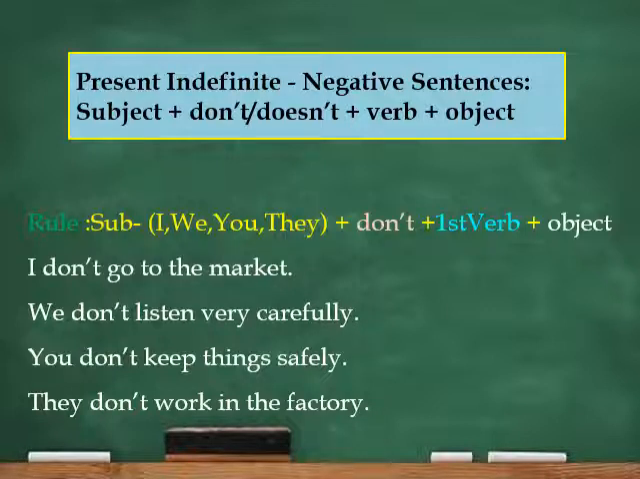Let's see examples. I don't go to the market. We don't listen very carefully. We don't keep things safely. They don't work in the factory. If you see these sentences, we have used don't with subjects like I, we, you, they.